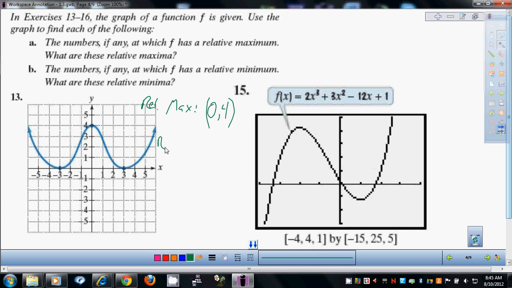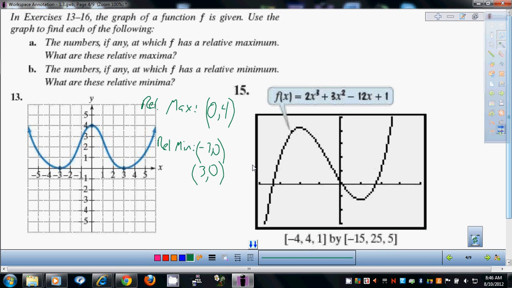What about relative minimums? Sounds awesome. Any questions about where Joey got those? That was you, Joey, right? Good job. Any questions about where those points came from?